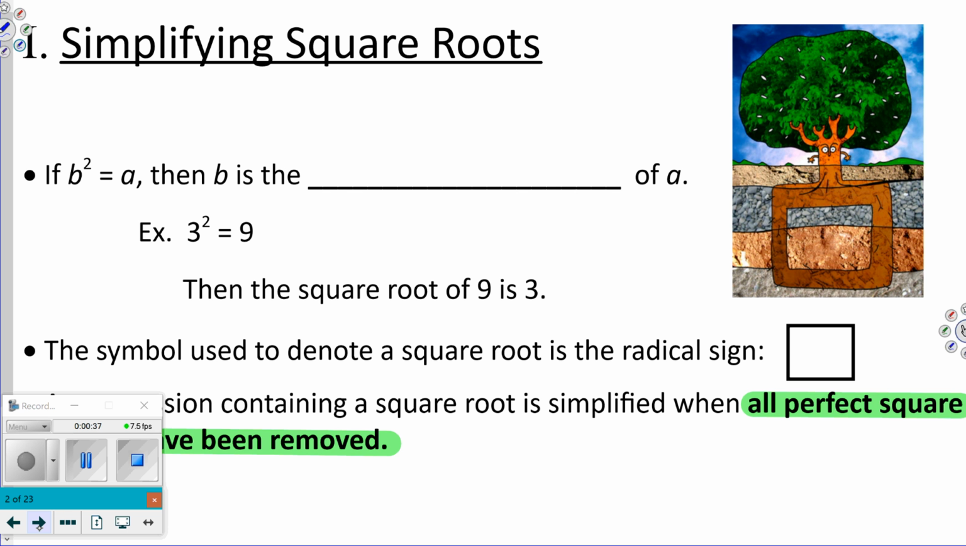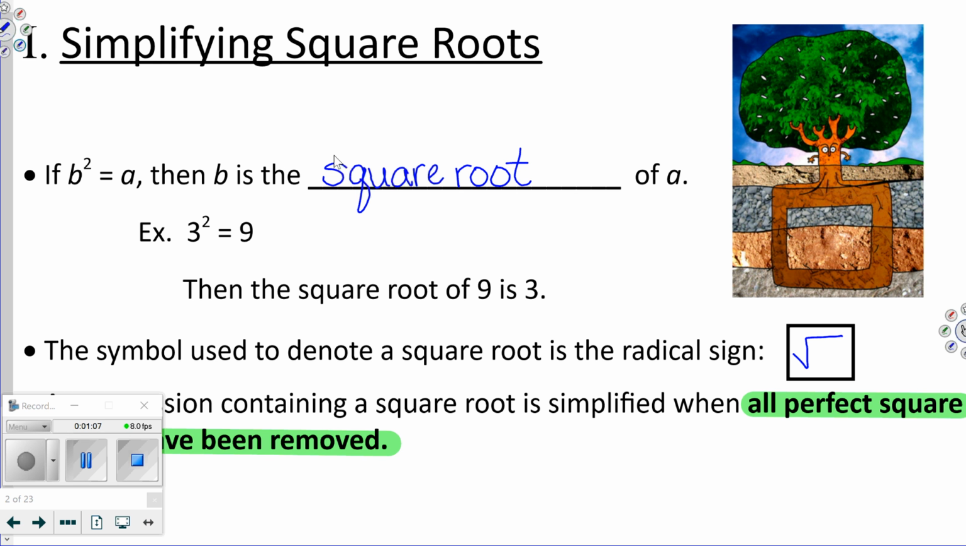Simplifying square roots. If b squared equals a, then b is the square root of a. So for example, if 3 squared equals 9, then the square root of 9 is 3, right? Square root is just what number times itself, or what number squared gives you that. So the symbol used to denote a square root is the radical sign, which I'm sure you've seen many times before.